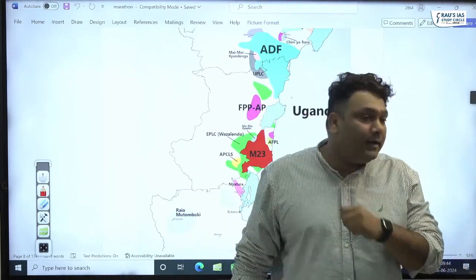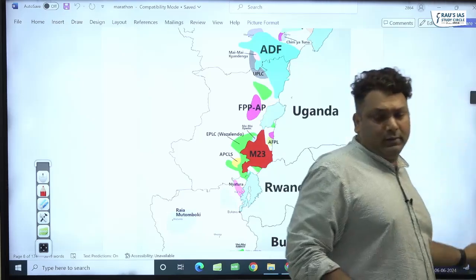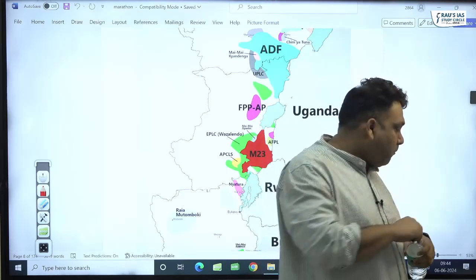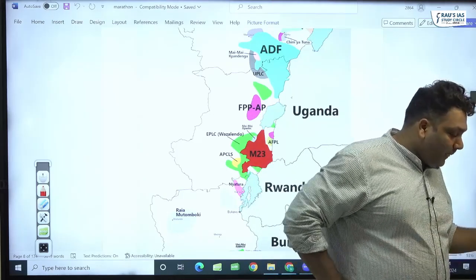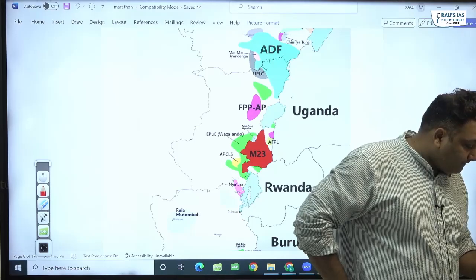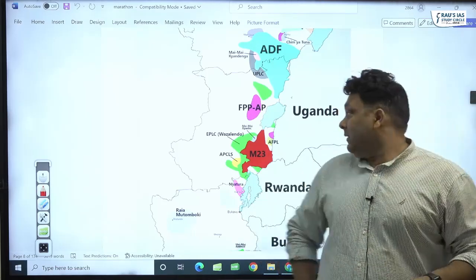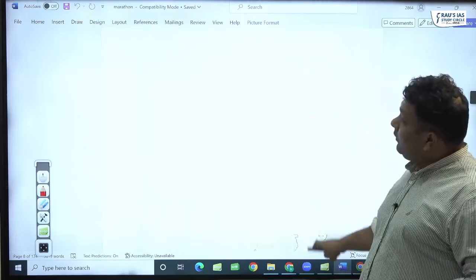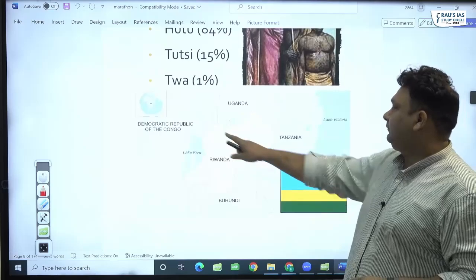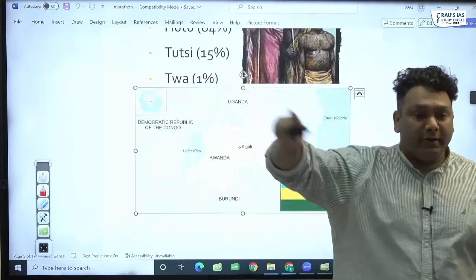ADF is Allied Democratic Forces. Two groups are important here: Allied Democratic Forces. Now, Democratic Republic of Congo is making an accusation that Rwanda is supporting M23 groups.